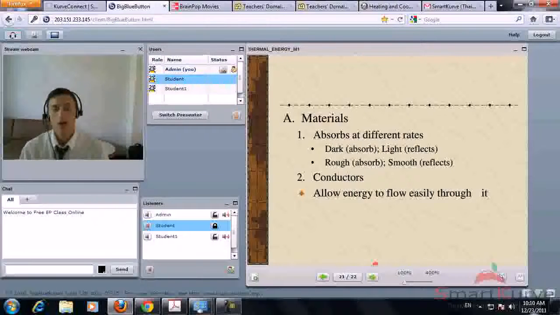We also know that rough materials absorb more heat energy, but smooth materials reflect it. A good example is a mirror or a pane of glass. The glass is very smooth, so it reflects more light.